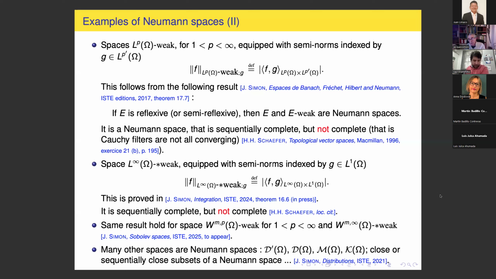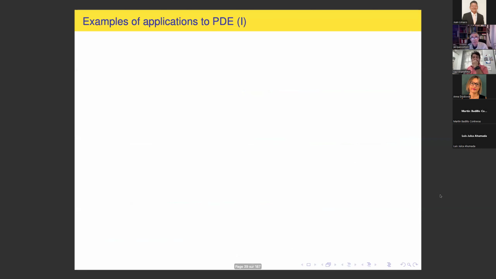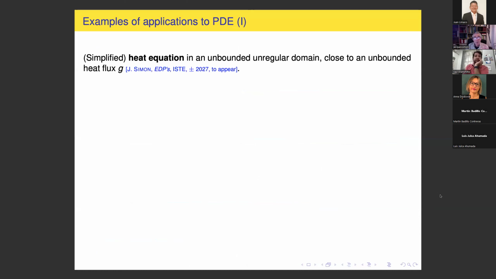The distributions, the set of the test functions D of omega, the measures, the set of uniformly continuous functions with compact support, and all closed or sequentially closed subsets of Neumann spaces are Neumann spaces. So it's a very large class. And now we see some applications.